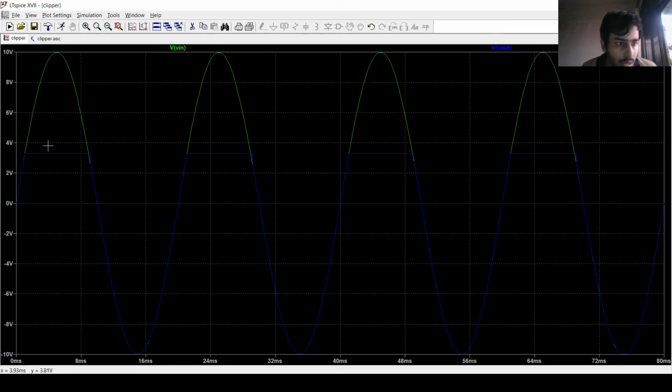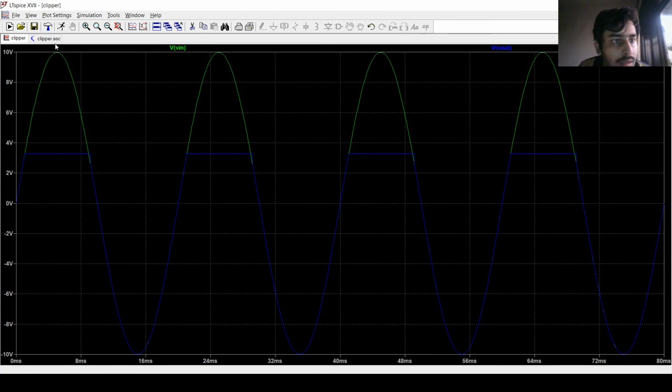So as you can see, this is the threshold voltage which we have applied, that is 3.3. When the input voltage is less than this threshold voltage, the output voltage will be equal to the input voltage, and when the input voltage is greater than the threshold voltage, the output voltage, which is the blue color, will be equal to the threshold voltage, which is 3.3.